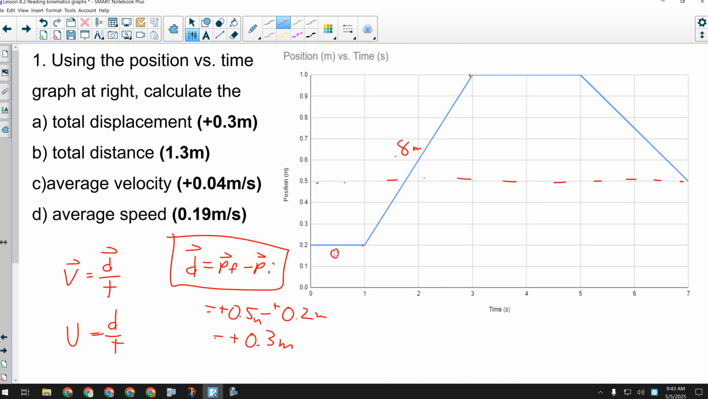Okay, then what does it do here? Stays still, so 0 there. And then it goes from 1 down to 0.5. How far is that? 0.5. So 0 plus 0.8 plus 0 plus 0.5 should be 1.3 meters. No vector on that. Distance is scalar. And it doesn't care whether you go forward or backward, just how far did you go.